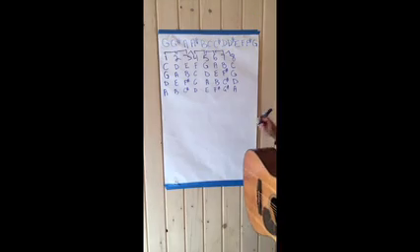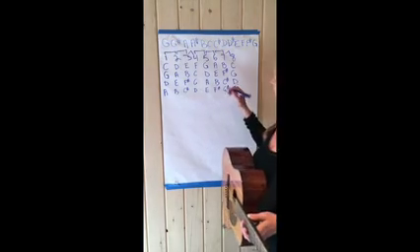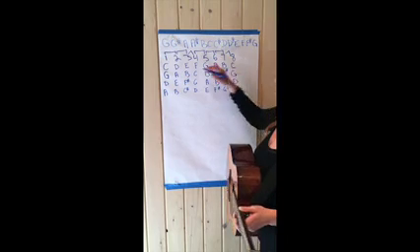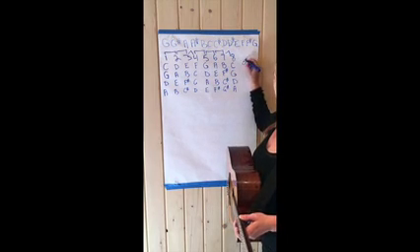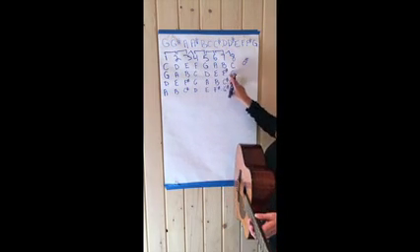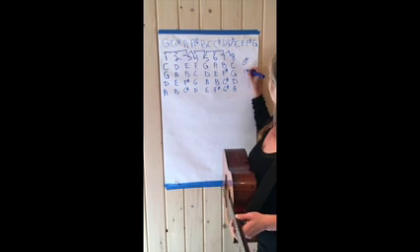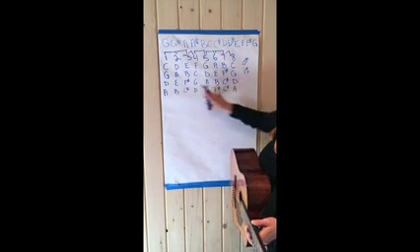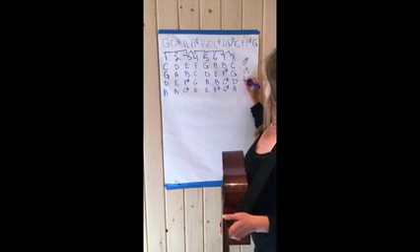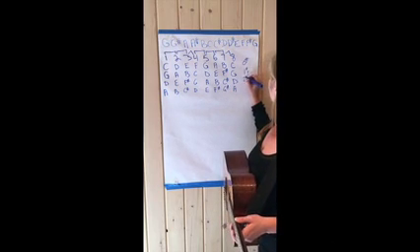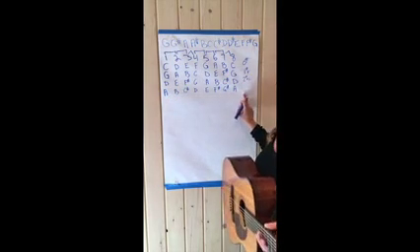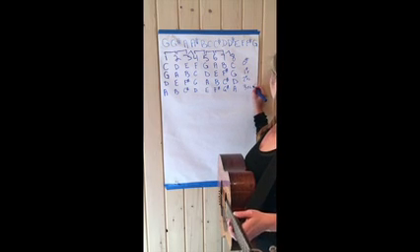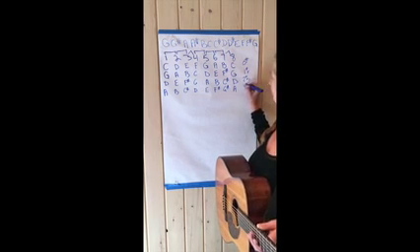What you should be able to see with this layout, now that we've taken the time to write it out, is C has 0 sharps. The G scale has 1 sharp, and it's an F. The D scale has 2 sharps, and they are an F and a C. An A scale has 3 sharps, F, C, and then G.